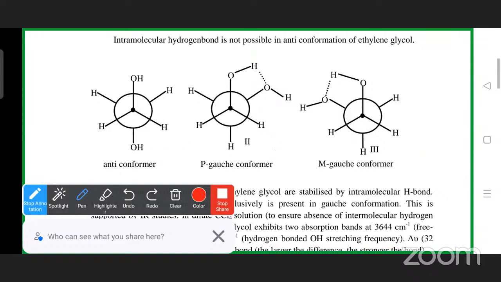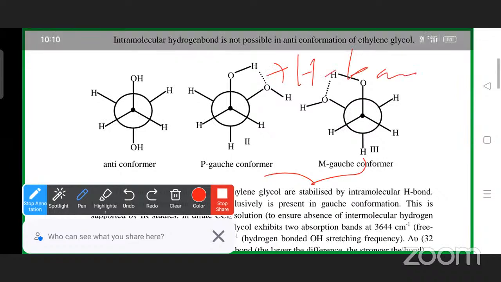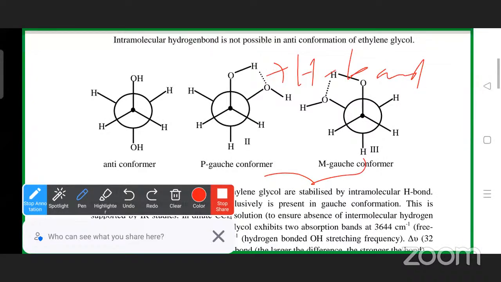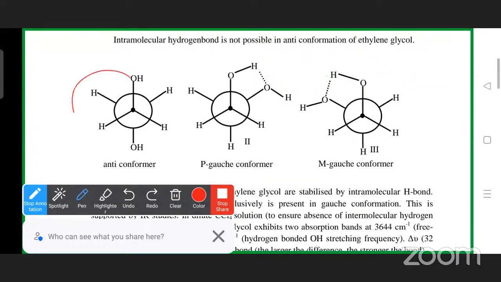So if you see the stability order of these, generally the Gauche conformation is more stable here because they are able to form the hydrogen bond. Okay, so here in the anti-conformation, both are far away, right? Both the hydrogens are far away, so there is no possibility for formation of hydrogen bonding. So it is less stable here, and these are the more stable.